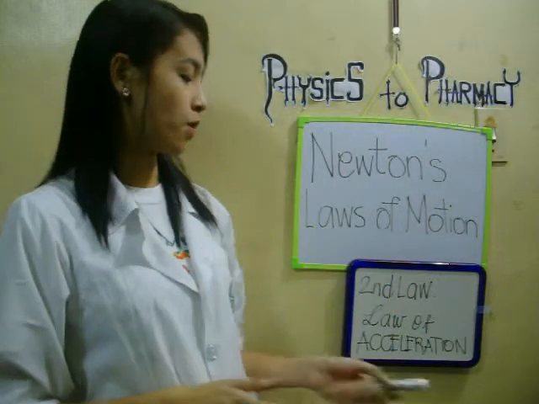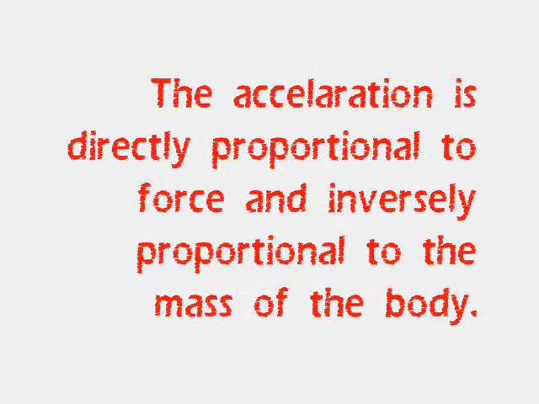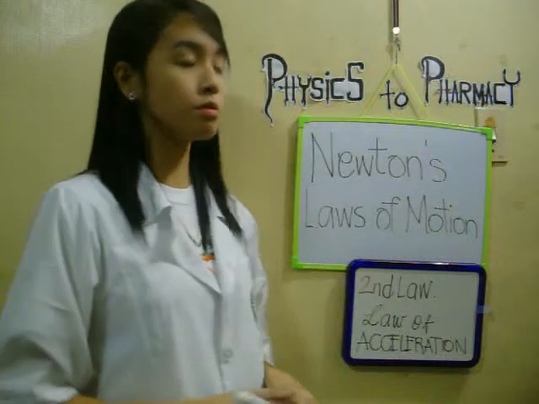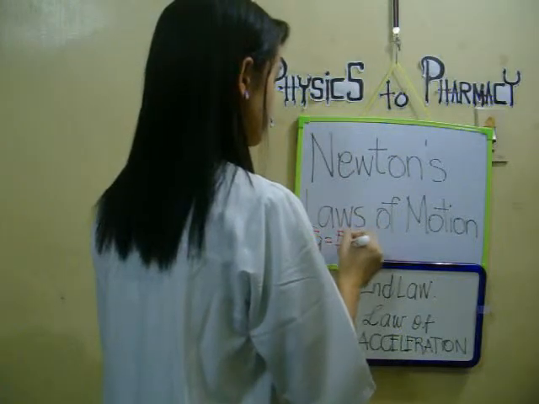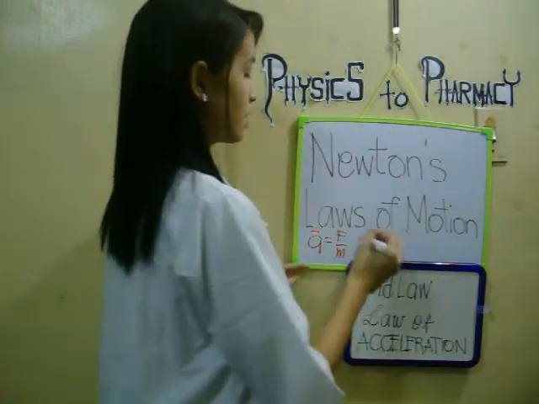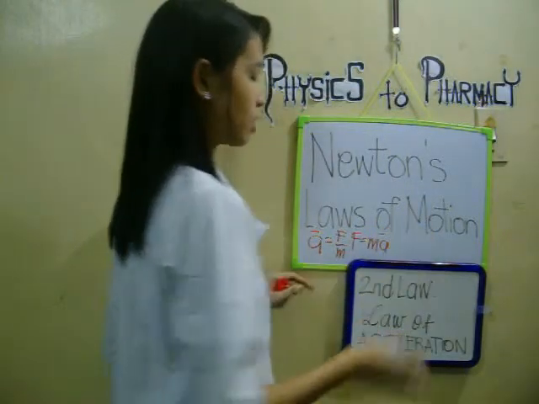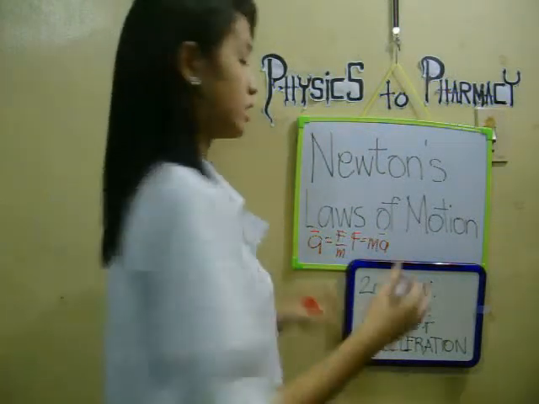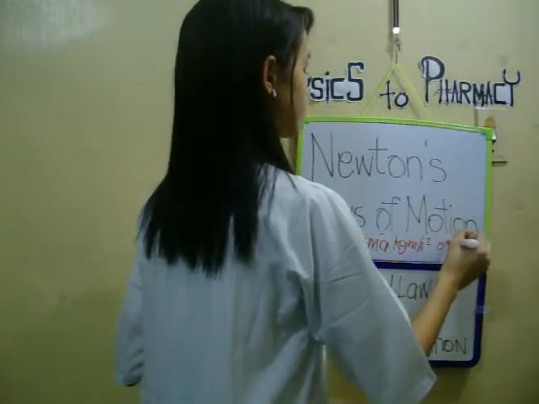The second law, or the law of acceleration, states that an unbalanced force acting on a body produces acceleration. The acceleration is directly proportional to the force and inversely proportional to the mass of the body. Thus, we must remember that acceleration is equal to force over mass, a = F/m. From here, we can say that force is equal to mass times acceleration, F = ma. The unit for force is kilogram meter per second squared, or Newton.